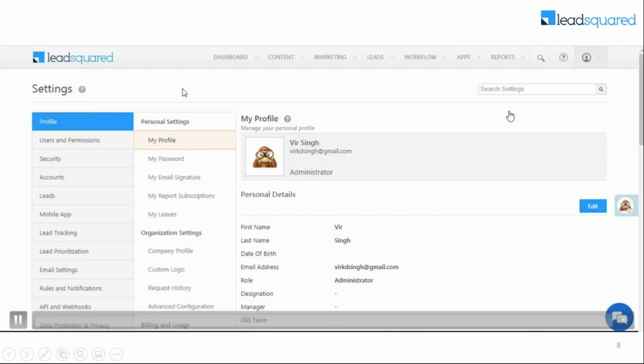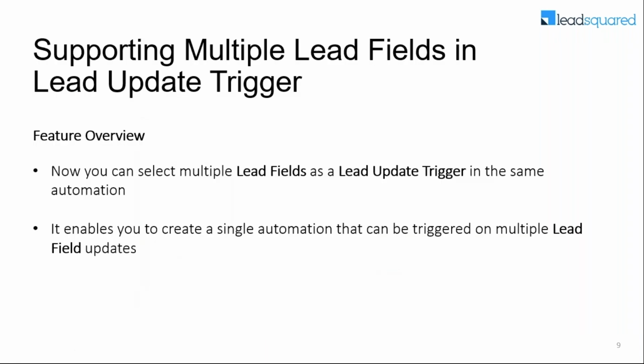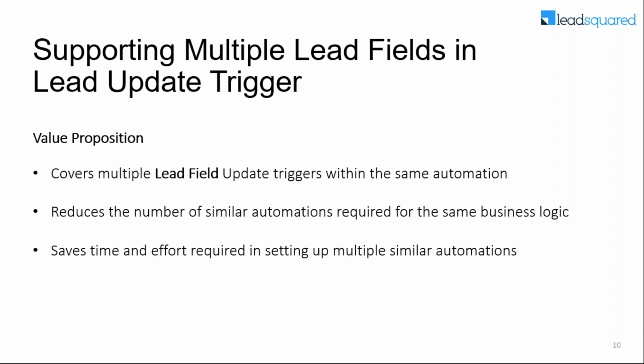Let's look at the next feature now. The next feature is supporting multiple lead fields in the lead update trigger. It's a pretty straightforward feature, but at the same time, it's a very powerful one. Using this feature, you can select multiple lead fields as a lead update trigger in the same automation. Earlier, you could only select one lead field in the lead update trigger, but this allows you to select multiple lead fields. So it enables you to create a single automation that can be triggered on multiple lead field updates.